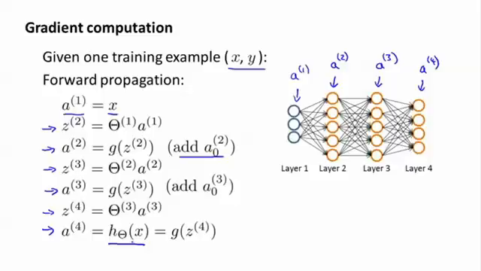So this is our vectorized implementation of forward propagation, and it allows us to compute the activation values for all of the neurons in our neural network. Next, in order to compute the derivatives, we're going to use an algorithm called backpropagation.